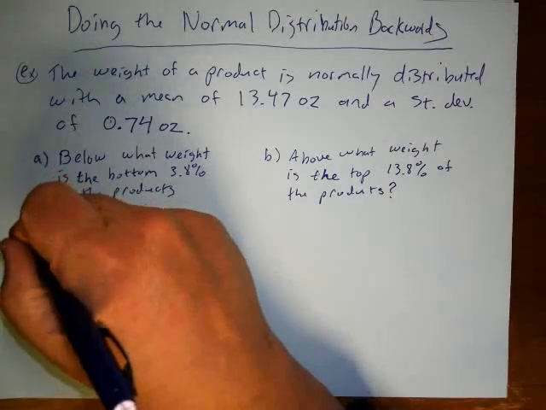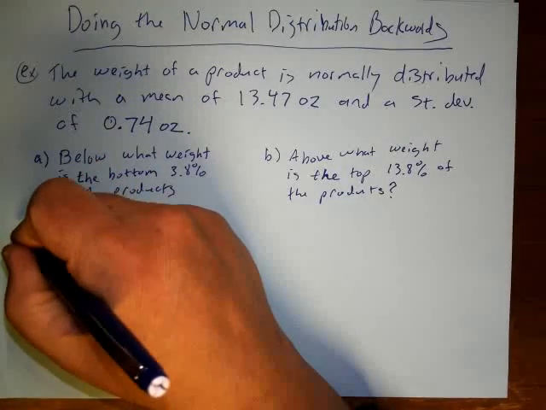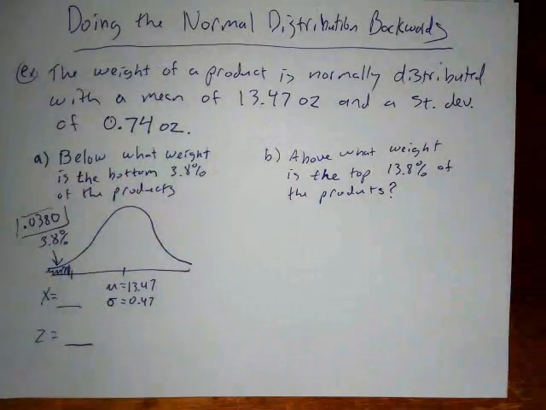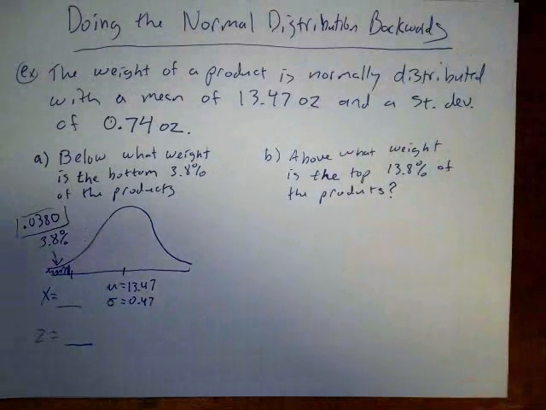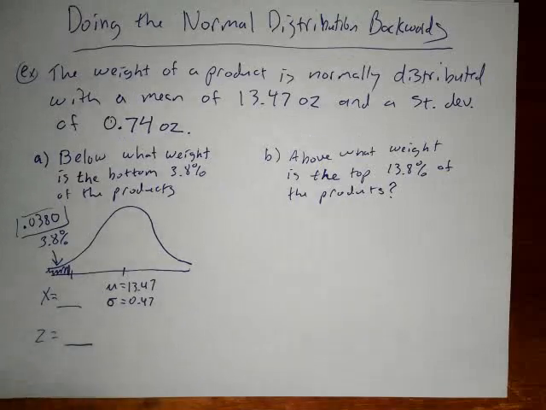Okay, so I'm going to convert this to a 4-digit decimal number. And then I'm going to use my normal table backwards. Now I gotta find my normal table. Where is my normal table? Ah, there it is. Okay.